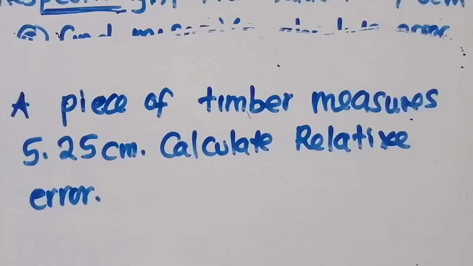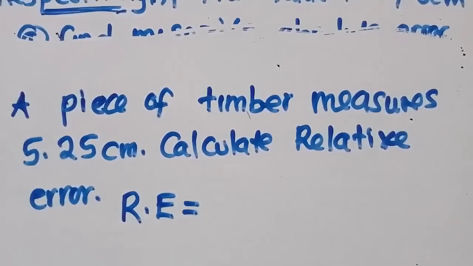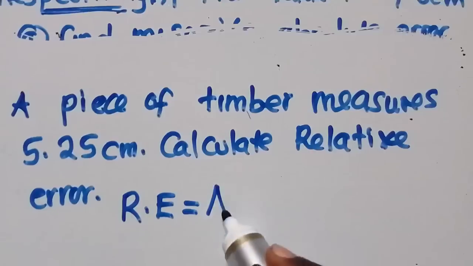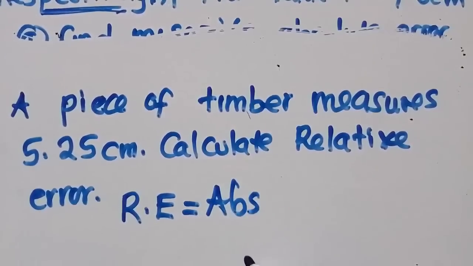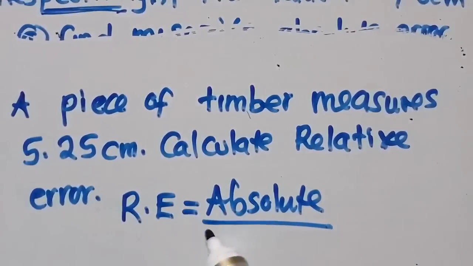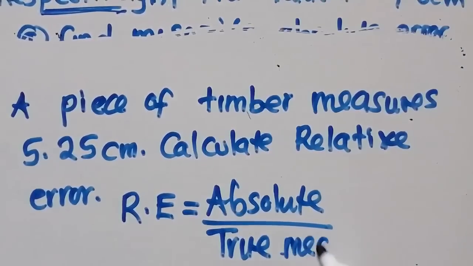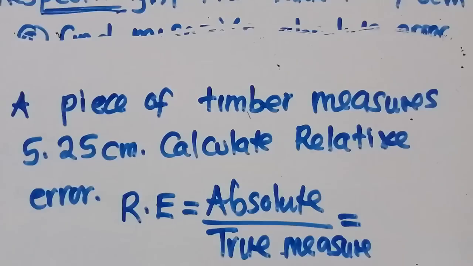So you know that the relative error, I'll use these abbreviations, is equal to what? This is relative error. Relative error is equal to the absolute error over the true measurement. Just put true measurement.